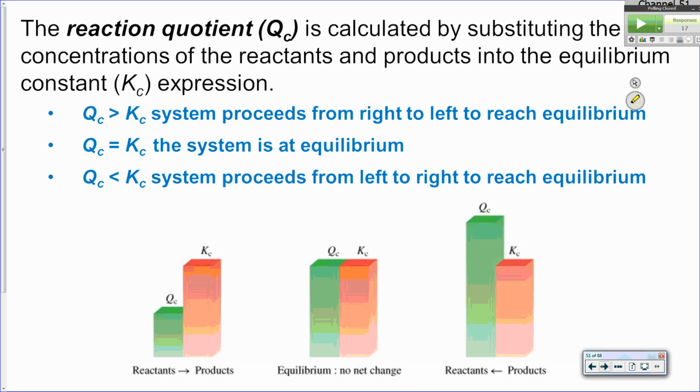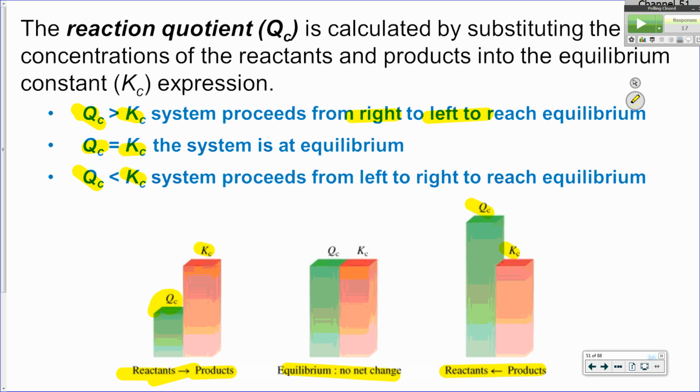Okay, let's put this to work to figure out how it's going to play. This is a good slide to summarize these last few pages. If Q is greater than K, it's going to proceed from right to left, so it's going to go in the reverse direction. So Q greater than K, it's going to go backwards. If Q is equal to K, the system's already at equilibrium, there's no net change. And if Q is less than K, it's going to make more products, so it's going to proceed in the forward direction as written in the system.